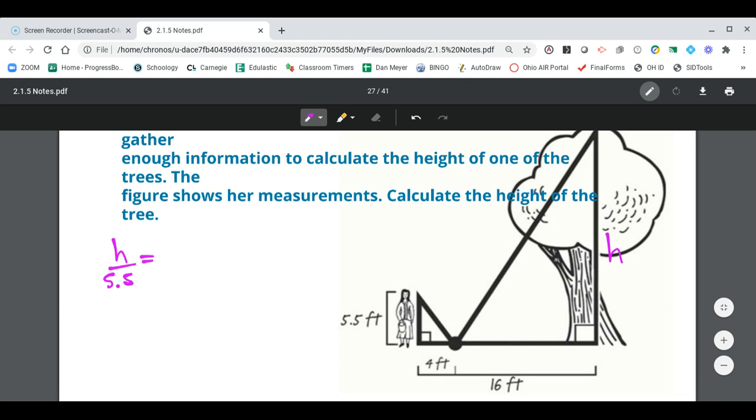If the height of the tree corresponds with her height, 5.5, then the base of the large triangle, if you notice, all of this is 16, and this little piece is 4, so I know this is 12 feet. So the base of the large triangle, 12, corresponds to the base of the smaller triangle, 4. From there, we cross multiply, and we get 4h equals 66. Divide both sides by 4, and we get the height of the tree is 16.5 feet.